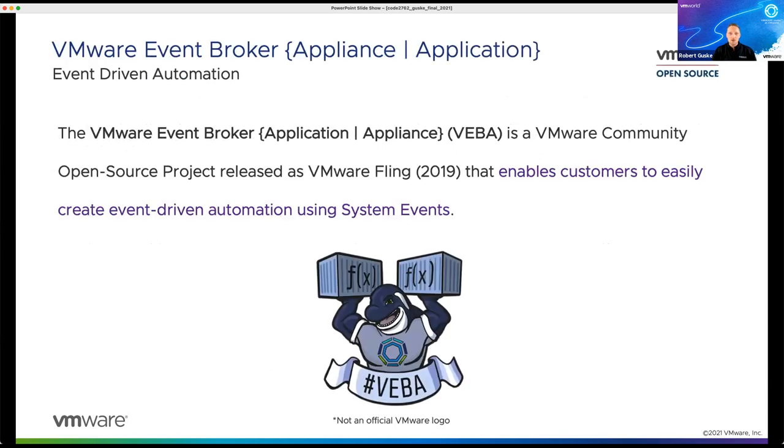I will talk about the open source project VMware Event Broker Appliance. This project is a community-driven open source project. It was officially released as a VMware Fling back in 2019 by William Lam and Michael Gasch at VMworld time. And what is this project about?